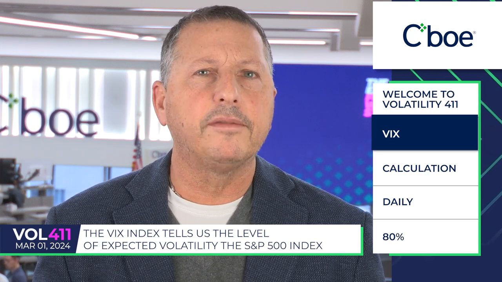It's well known that the VIX, which is often nicknamed the Fear Index, tends to move in the opposite direction to the broader stock market. And it typically spikes when stocks fall and declines when stocks rise. The VIX Index tells us the level of expected volatility of the S&P 500 Index for the next 30 days with a 68% confidence level, or a one standard deviation move.